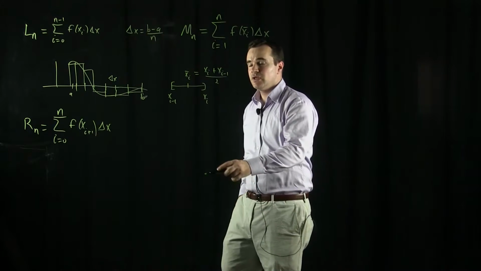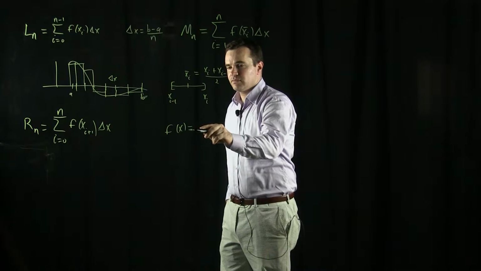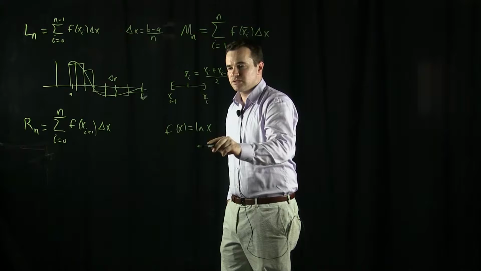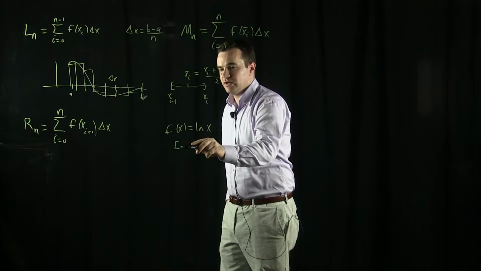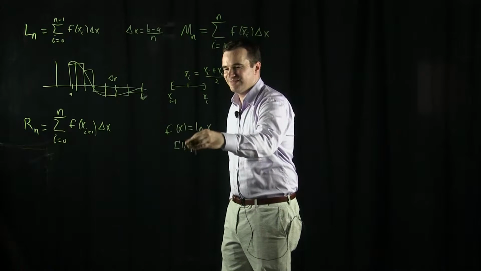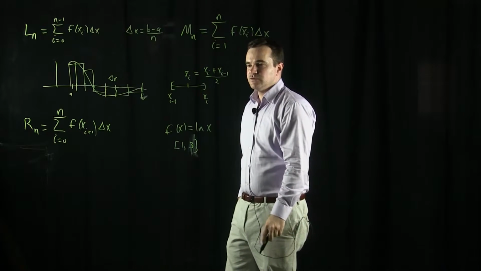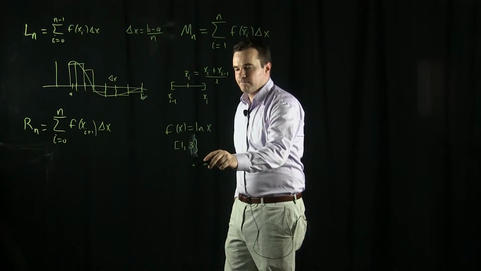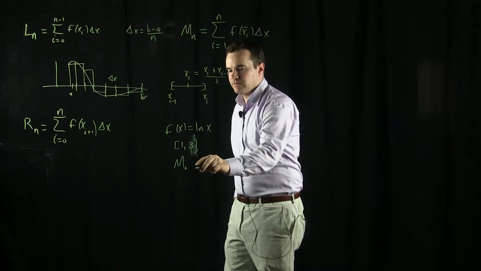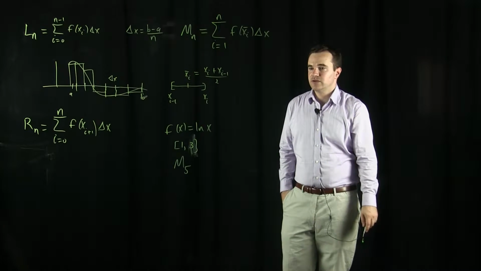Let's see that. So let's take f of x equals natural log of x. And let's take our interval from a to b to be the interval from 1 to 3, and let's use 5 subintervals. So how can we calculate this?